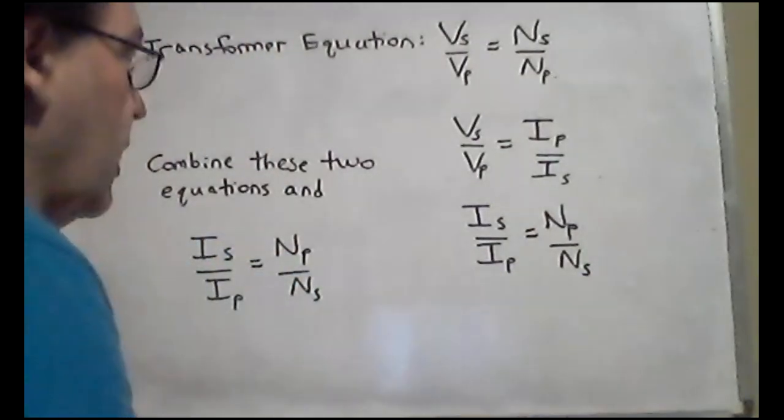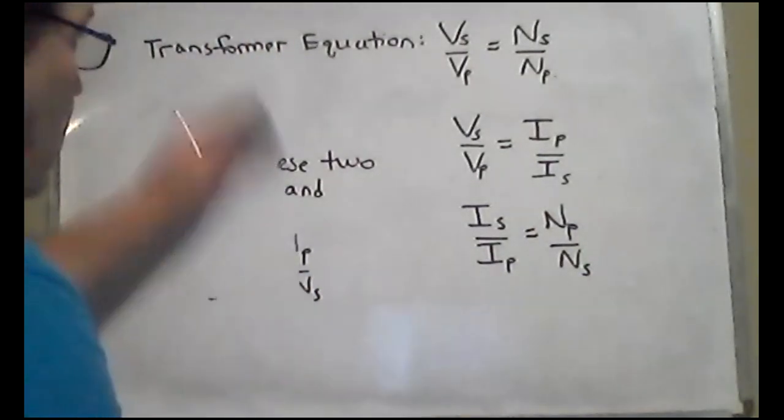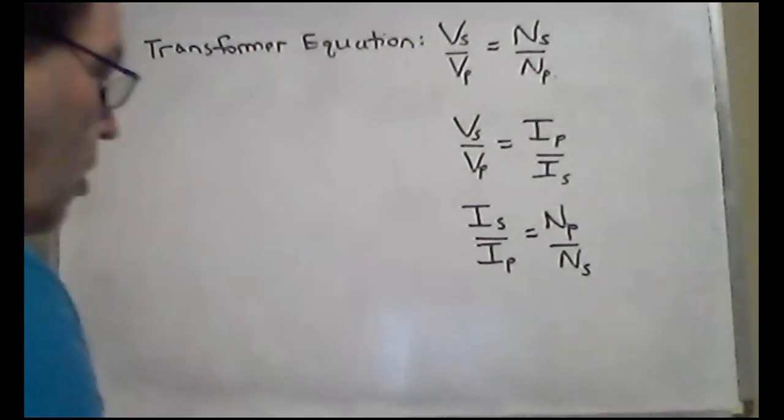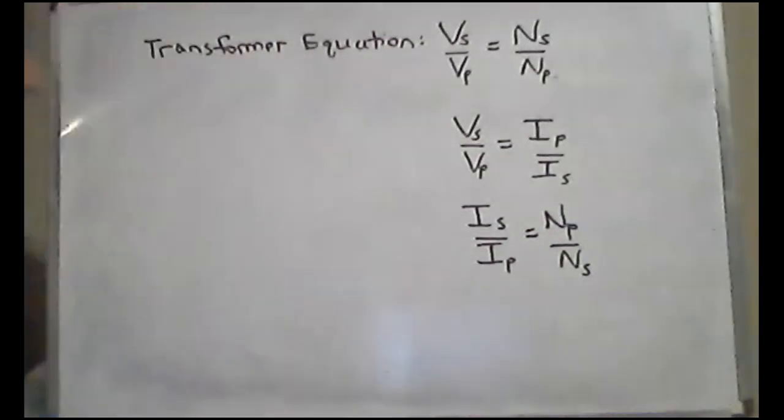And so I literally can determine the current at the primary and the secondary based upon the number of turns, and the voltages of the primary and secondary based upon the number of turns. Those are the main working transformer equations.